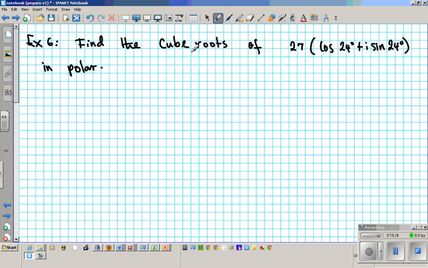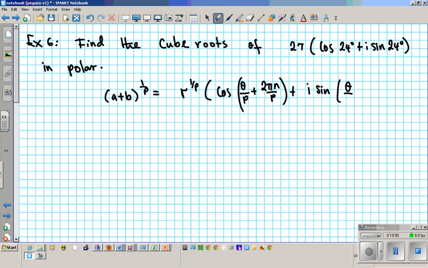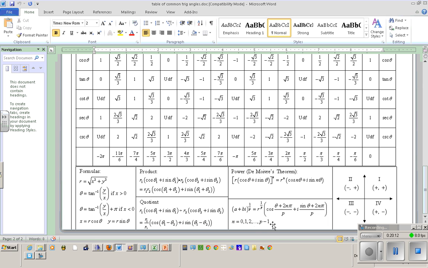Since we're looking for all the cube roots, not just the principal root, we're going to use a formula. (a + bi) to the 1 over p, where p is the power, equals r, the radius, to the 1 over p, times cosine of theta over p plus 2 pi n over p, plus i sine of theta over p plus 2 pi n over p. This formula is included in your formula sheet. If you look at the formula sheet that I gave you, we're using this last formula right here.